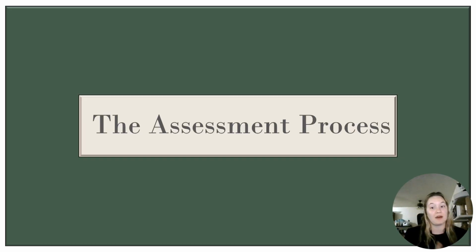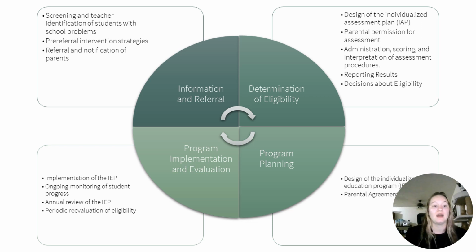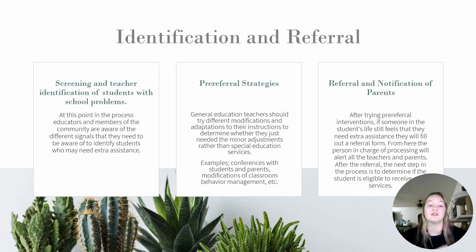So the next thing we will talk about is the assessment process. Here we can see the cycle of the assessment. We start with the information referral, and then we move on to the determination of eligibility, then the program planning, and then the program implementation and evaluation. The first part of the cycle is the identification and referral. The first part of this is screening and teacher identification of students with school problems. So we have teachers and people of the community who are trained and know what signals to look out for in students who do have disabilities.